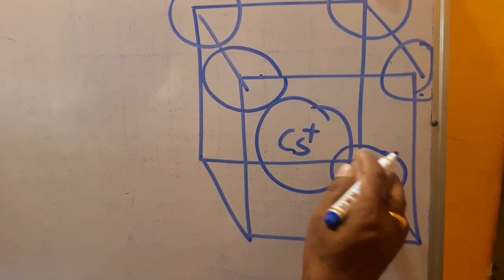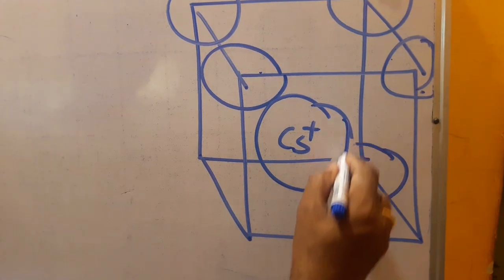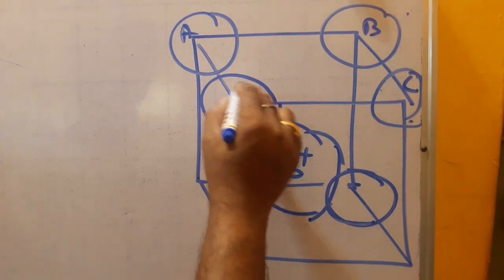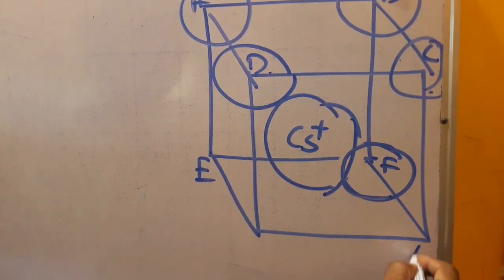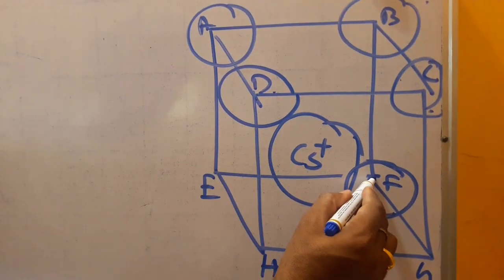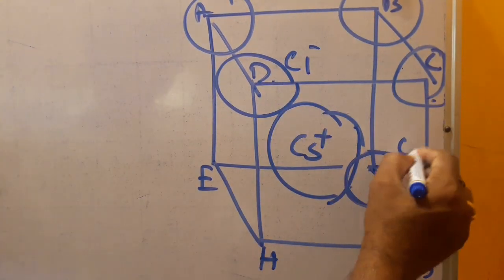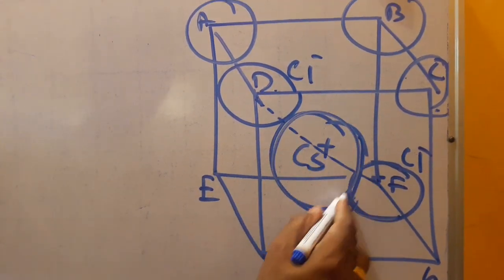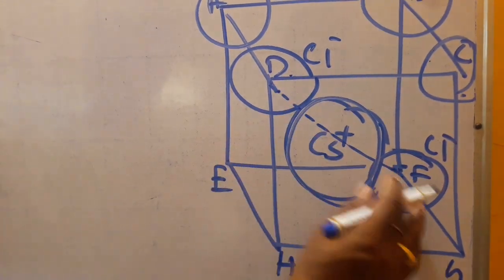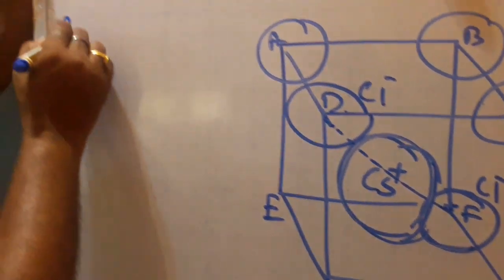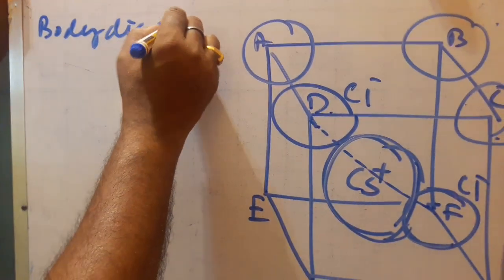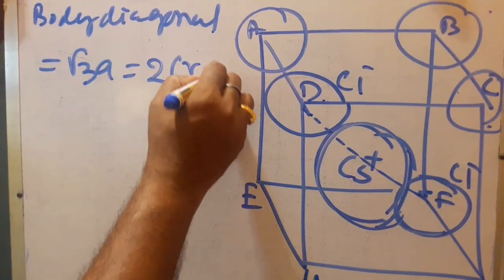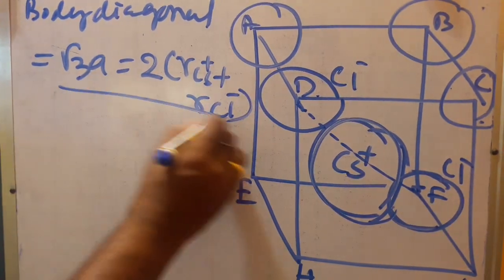Now, you see, let these be A, B, C, D, E, F, G, H. Then DF is the body diagonal of the cube. This is Cl minus, this is Cl minus. And when you join through the body of the cube, what do you find? The total diameter of the Cs plus and 2 radius of the Cl minus ions constitute what is called the body diagonal. So here the body diagonal is equal to root 3 into A, which is equal to 2 into (radius of Cs plus plus radius of Cl minus). This is the relation.